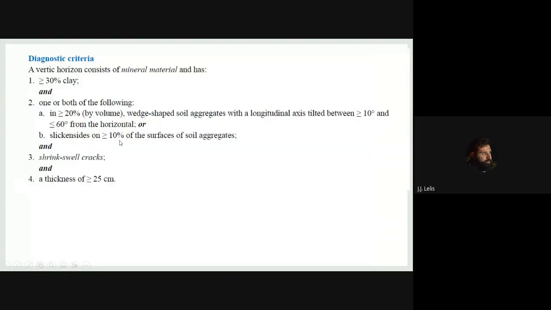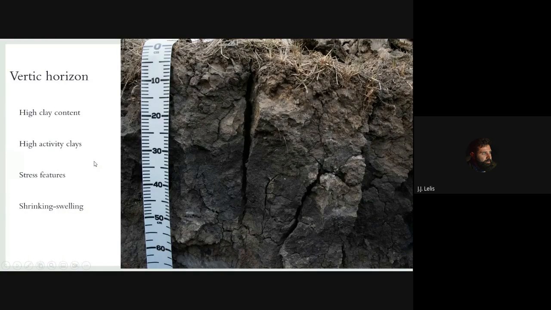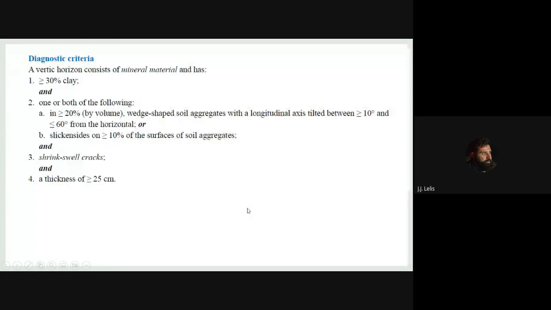And it should possess shrink-swell cracks, like these ones, these vertical and huge cracks produced by the drying of the soil, okay? And the vertic horizon should possess at least 25 centimeters of thickness. So the vertic horizon is that horizon that possesses shiny surfaces, and these shiny surfaces are related to stress features.